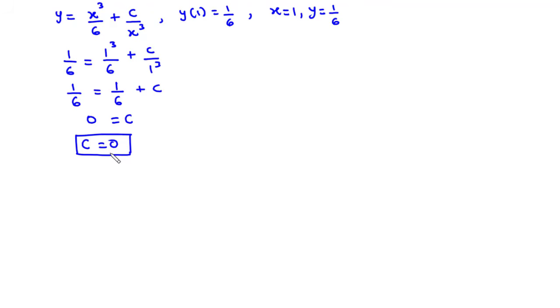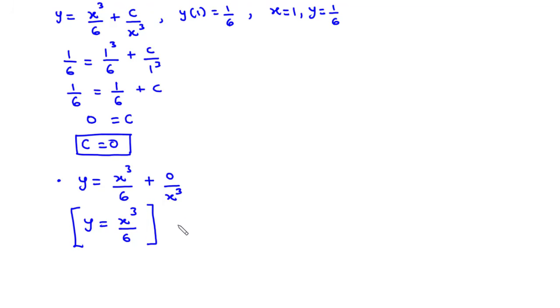Now let's plug in the value of c back into the general solution to obtain the particular solution. That is y equals x cubed over 6 plus 0 over x cubed. Now 0 over any non-zero number is 0, so we have the particular solution to be x cubed over 6. So y equals x cubed over 6. This is the particular solution for the differential equation given the initial condition y of 1 equals 1 over 6.